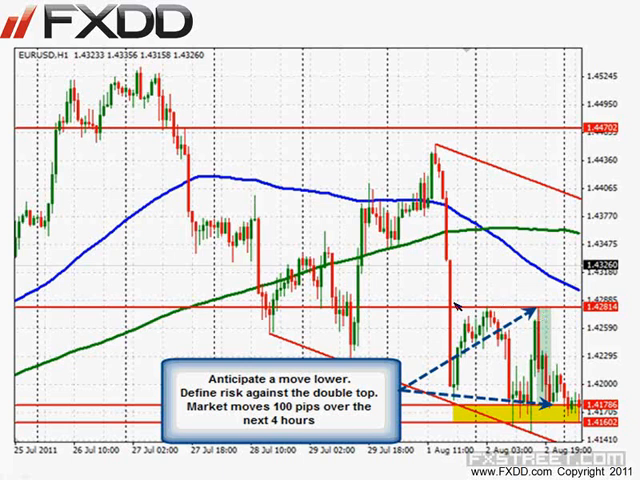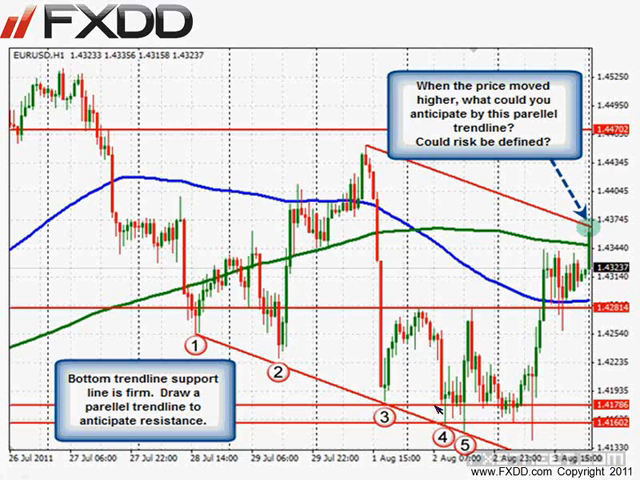And this is what you as a trader have to start to do in these types of markets: anticipate a move lower, define risk against the double top. Market moves 100 pips over the next 4 hours. You take it and you run. You don't become married to the position. You like it.